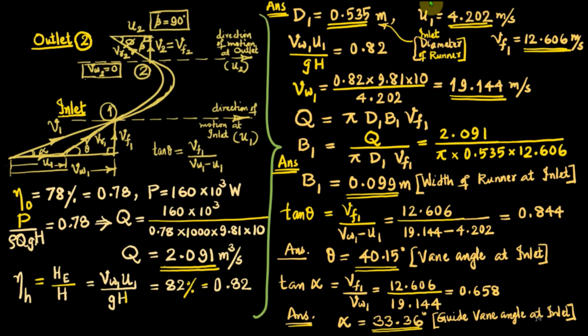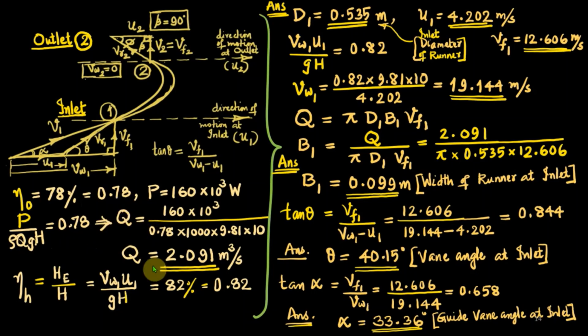And we already have the tangential velocity at inlet U1 equal to 4.202 meter per second, and the flow component of velocity Vf1, which is equal to 12.606 meter per second. Before proceeding with this relation, let us find out the discharge handled by the turbine. The overall efficiency is given as 78%, and the shaft power is 160 into 10 raised to 3 watts. So shaft power by water power, P divided by rho Q GH, that is the overall efficiency, in this case 0.78. From this we can get the discharge Q.